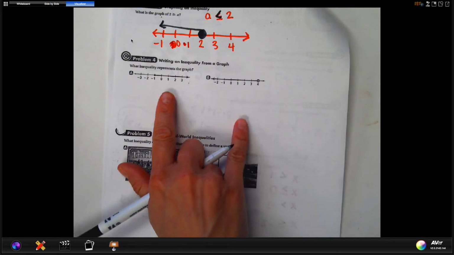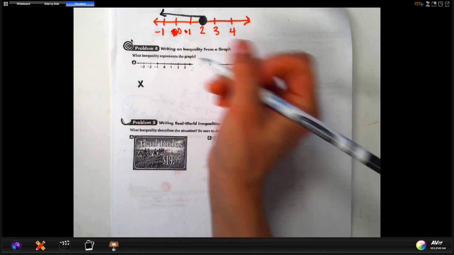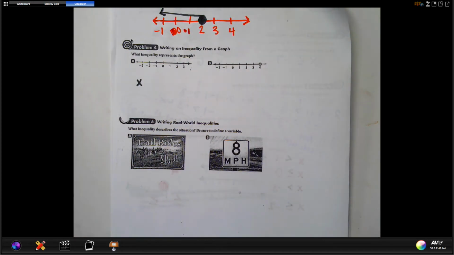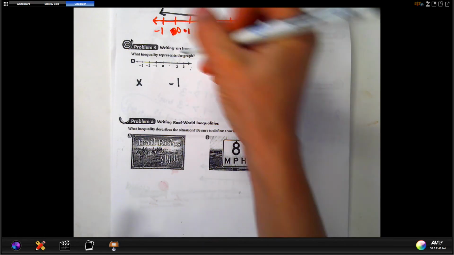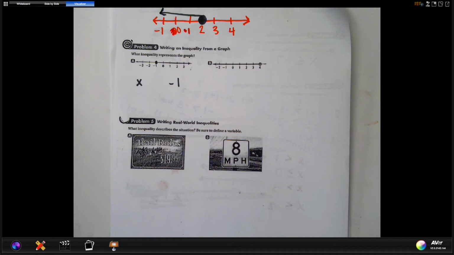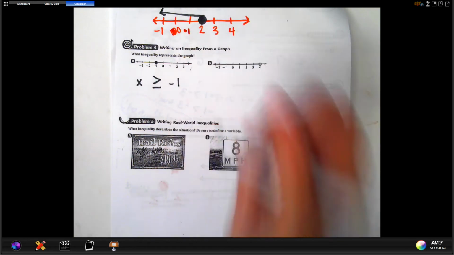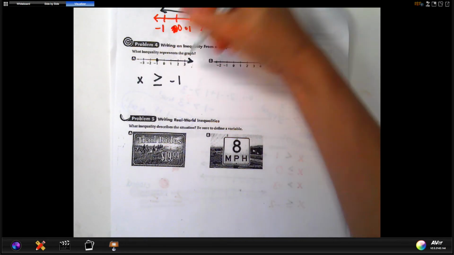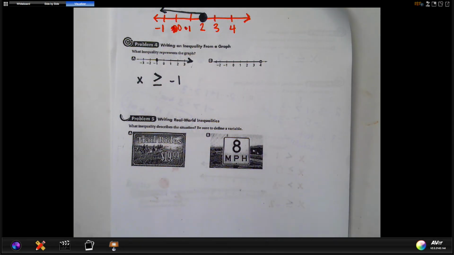If they give you the graph in problem 4, write the inequality for it. I always start with my letter. Then I pick the number that has to go with it, which would be what? Negative 1. And then I pick my inequality, and this circle is filled in, right? What is the inequality that has to go with it? Cody, go ahead. Greater than or equal to. And you can check: the arrow is pointing this way, and the inequality is pointing this way. Good job. All right, let's do the other one.